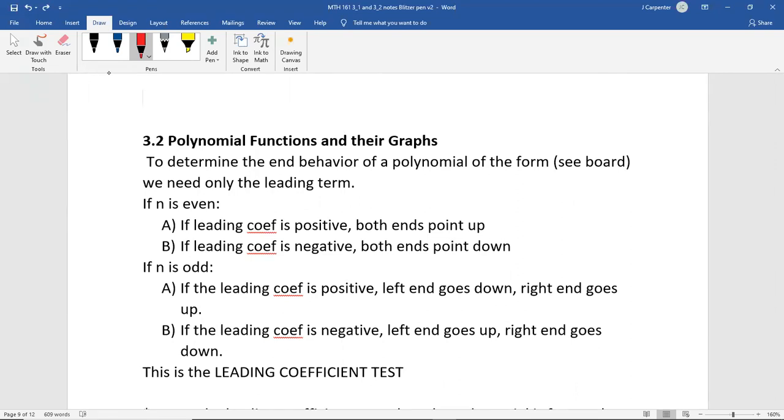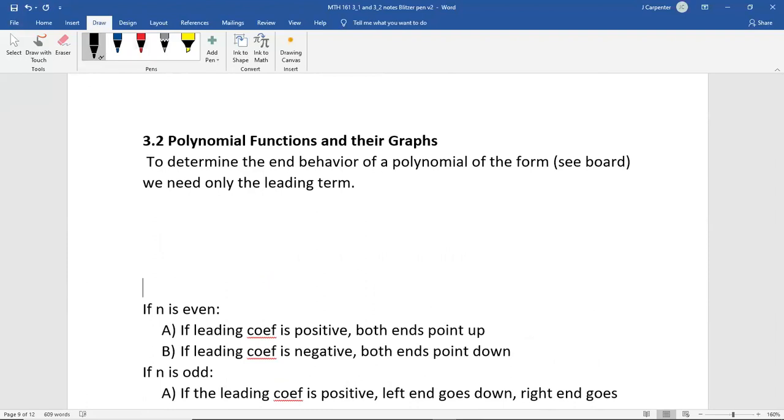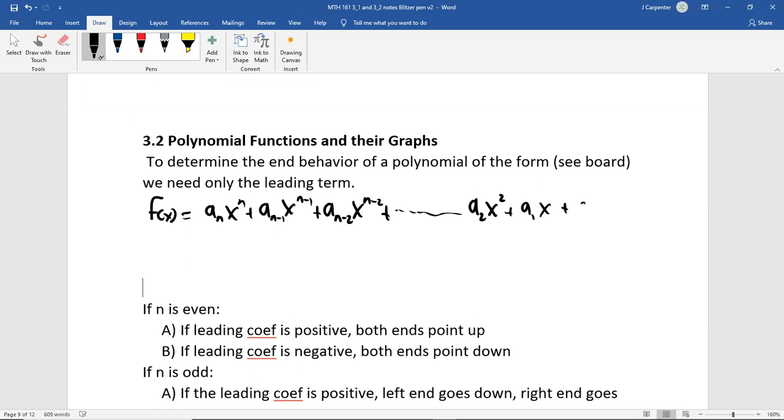Now, this big set of instructions is known as the leading coefficient test. We call it the leading coefficient test because we're only going to look at the leading term. But before we get there, this is my board. To determine the end behavior of a polynomial of the form f of x equals a sub n x to the n plus a sub n minus 1 times x to the n minus 1 plus a sub n minus 2 times x to the n minus 2 plus and so on, then a sub 2 x squared plus a sub 1 x plus a sub 0.